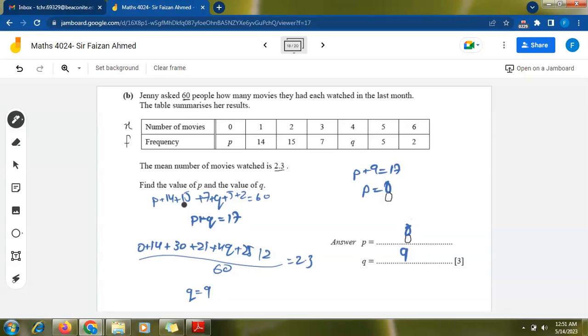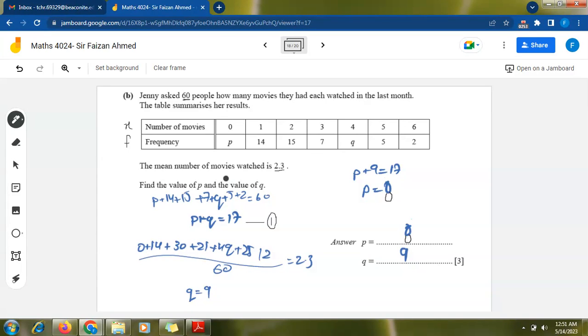14 plus 15 will give us 29. 29 and 7 will give us 36. 36 plus 5 will give us 41. 41 plus 2 is 43. And when 43 moves to the other side, it gets subtracted. 60 minus 43 will give us 17. So our first equation is P plus Q equals 17. This is our first equation.